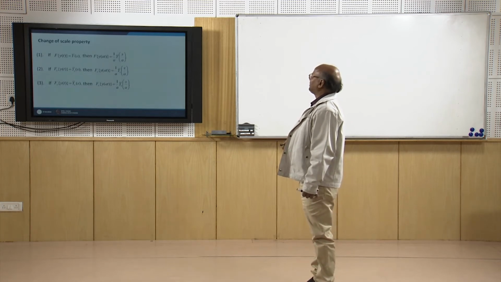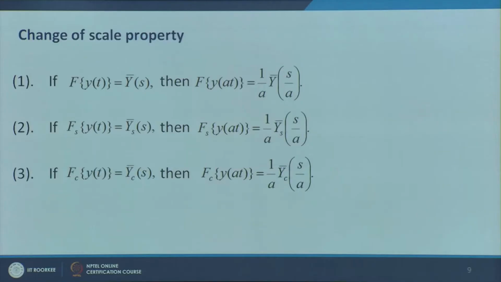The change of scale property, like in the case of Laplace transform, here also we have the change of scale property. So if F of f(t) equals f bar(s), then F of f(at) is 1 by a f bar(s by a). Similarly, Fourier sine transform of f(t), if it is f_s bar(s), then Fourier sine transform of f(at) equals 1 by a f_s bar(s by a), and Fourier cosine transform of f(t), if it is f_c bar(s), then Fourier cosine transform of f(at) is equal to 1 by a f_c bar(s by a).